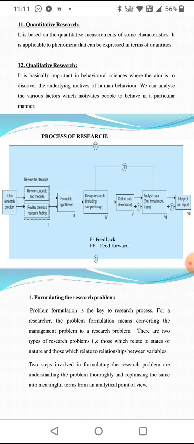The next step is extensive literature survey, which also includes reviewing of concepts and theories and also previous research findings. Once the problem is formulated, a brief summary of it should be written down. It is compulsory for a research worker writing a thesis for a PhD degree to write a synopsis of the topic and submit it to the necessary committee for approval, right?